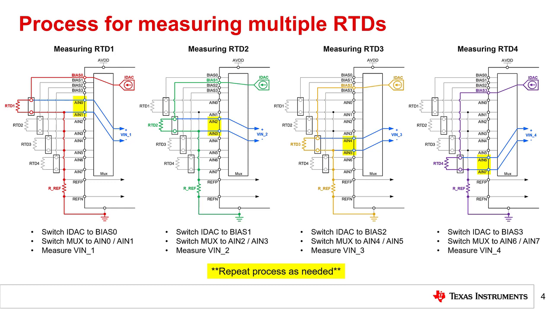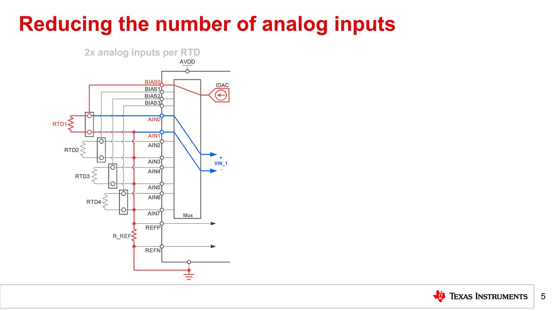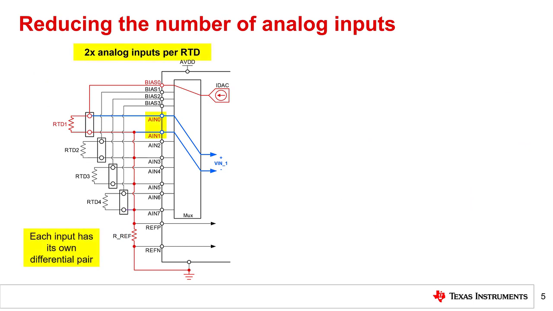Before moving on to the next design architecture, let's revisit a comment made on the previous slide about reducing the number of required analog inputs. As discussed previously, the system shown on the left uses 2 analog inputs per RTD. This means each RTD is measured by one independent differential pair. For example, RTD1 is measured between AN0 and AN1.